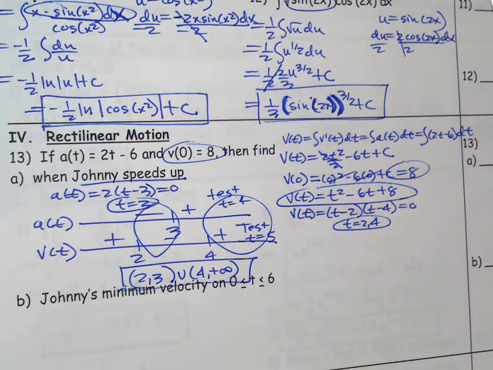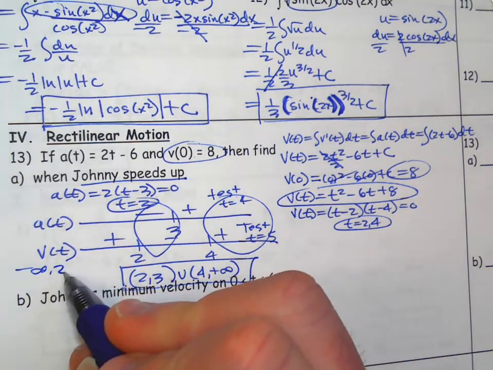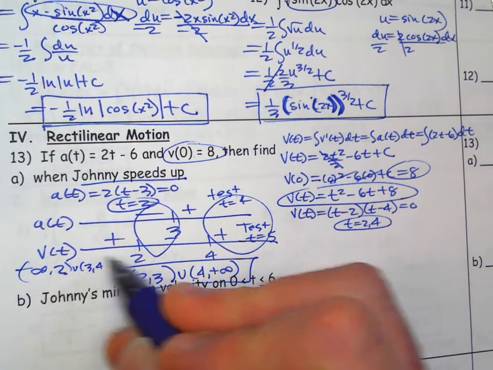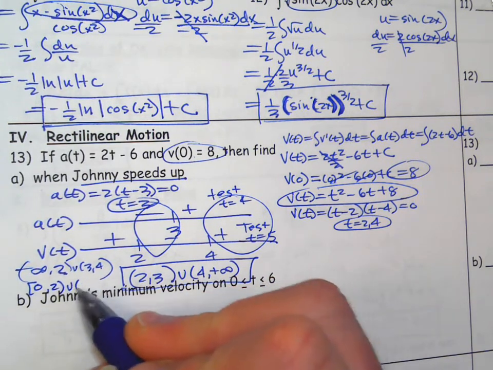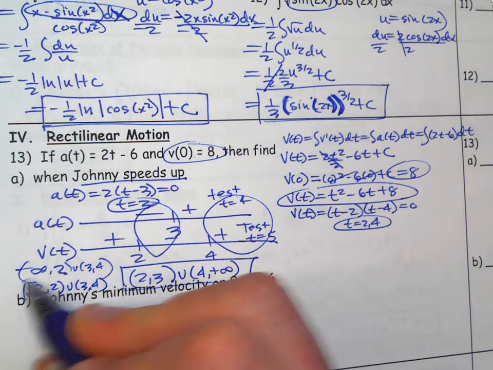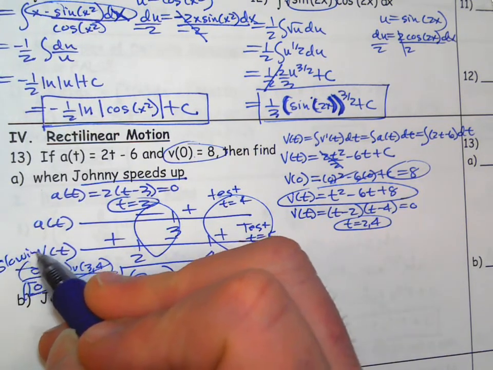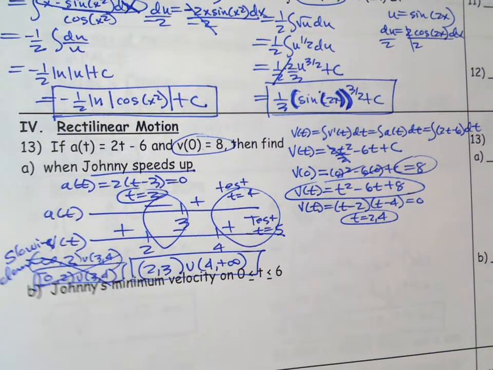If they said slowing down, then we'd say negative infinity to 2, and then 3 to 4. But then we don't want negative, so it'd be 0 to 2, 3 to 4. That'd be slowing down.